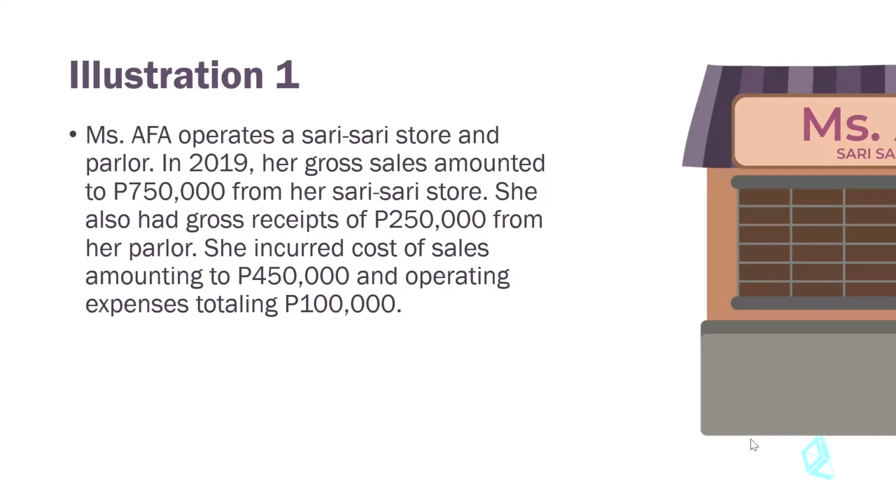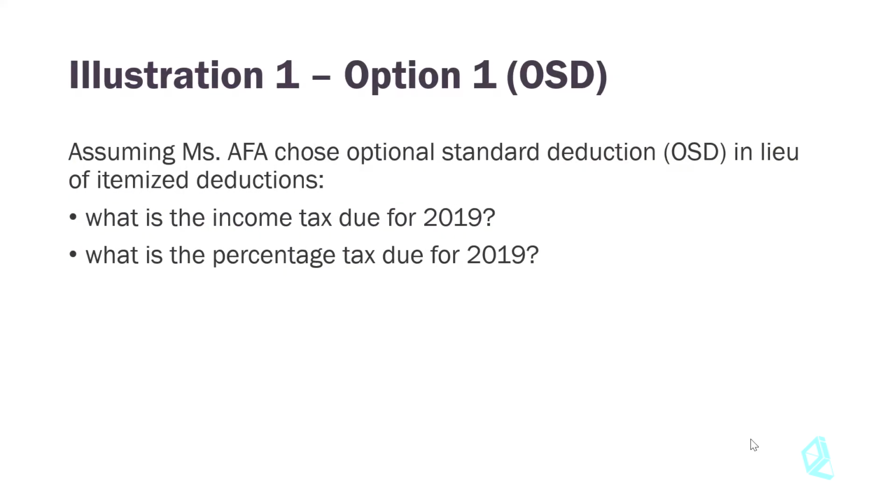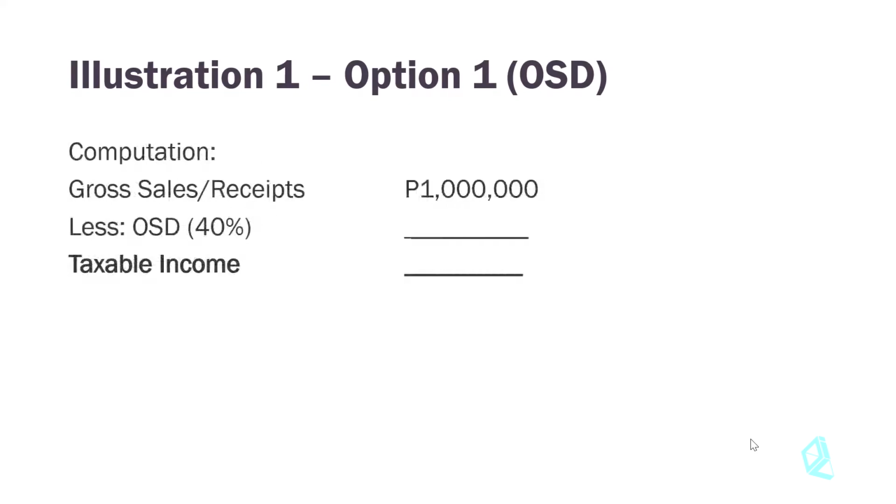So we illustrated in the previous video the application of itemized deductions in the computation of income taxes. And now in this illustration, we'll tackle the same illustration as the one in our previous video, but compute using the option. We'll use optional standard deduction in lieu of itemized deductions. So the same questions, we just simply change the itemized deductions to optional standard deduction. So let's try to compute once again.